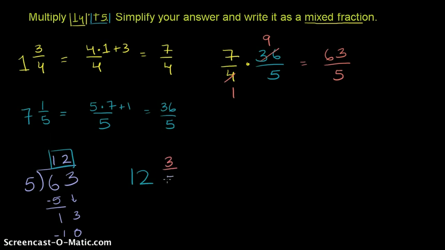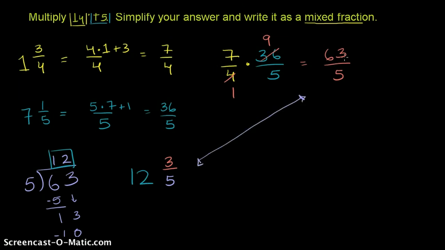And if you wanted to go back from this to that, just think, 12 is the same thing as 60 fifths, or 60 over 5. 60 over 5 plus 3 over 5 is 63 over 5. So these two things are the same thing. These two things are equivalent.